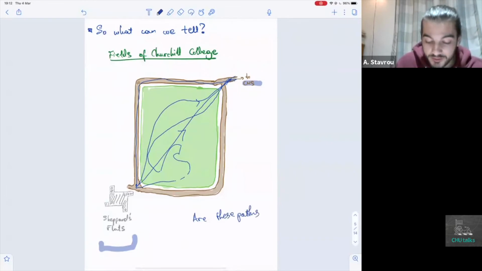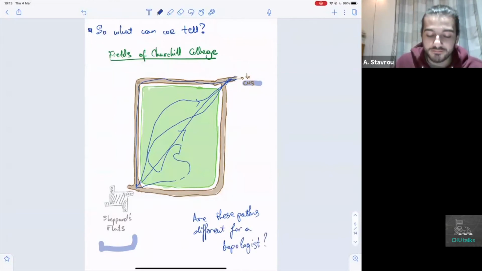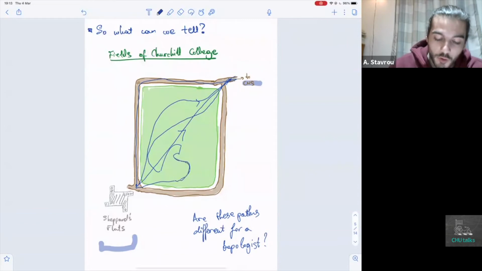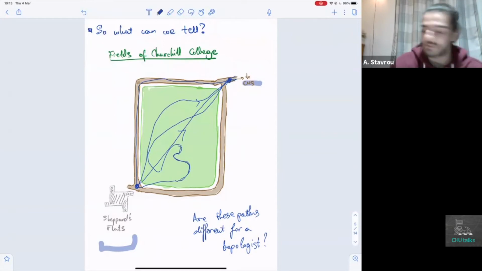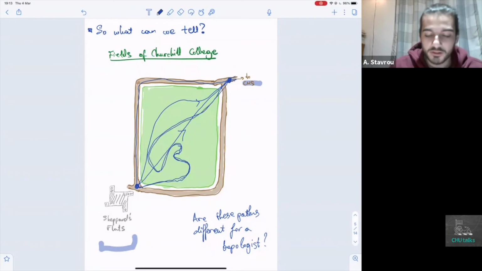different for a topologist? The answer is no. Because if you imagine them made out of long ropes made out of rubber, and you fix them here and you fix them there, and then you just pull them to be tight, then all of these can be sort of deformed to any of the other. They can be deformed to the path that is a straight line path if you just pull hard enough.